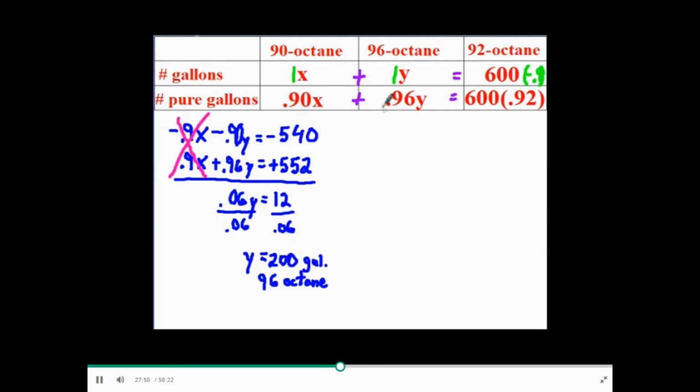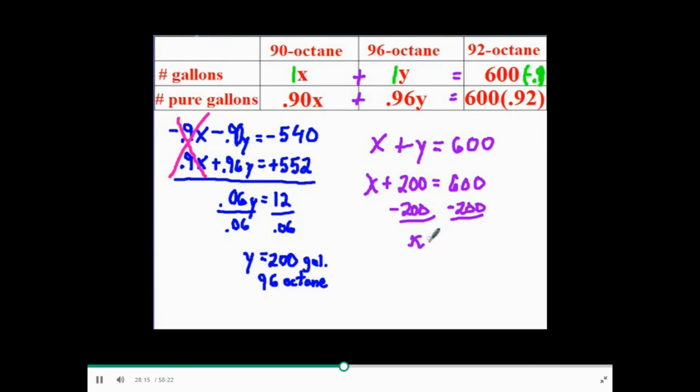Next we need to figure out how many gallons of 90 octane there were. Again, I get to choose. Do I want to go to the top or the bottom? I'm going to choose the top equation because it is so much easier than the bottom one. And probably you've already figured this one out in your head. We're going to substitute 200 in place of y, and then subtract the 200 to get our answer for x. So we have x is 400.